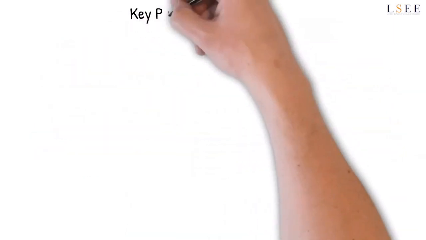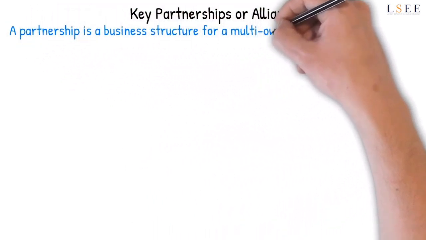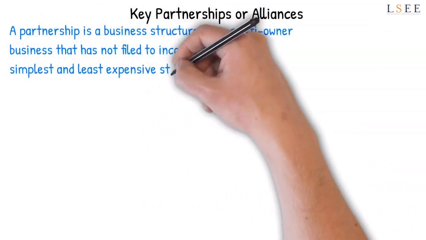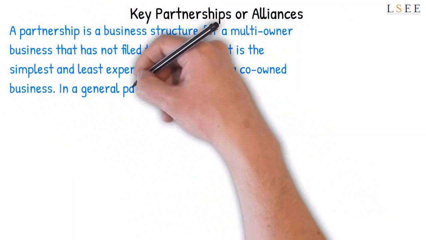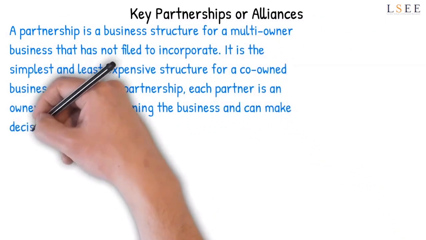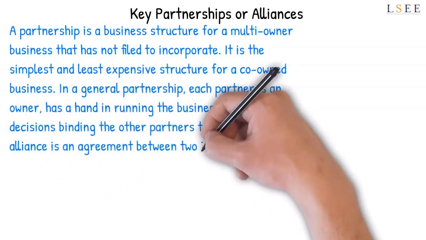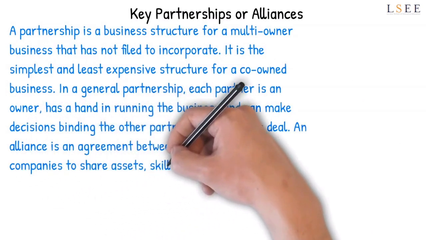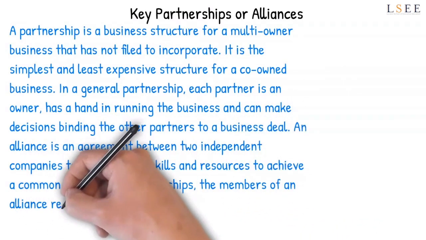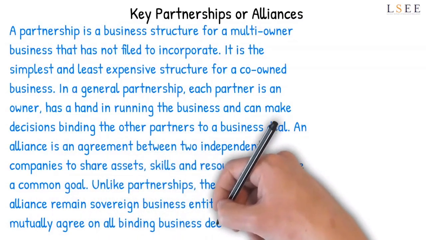Key partnerships or alliances. A partnership is a business structure for a multi-owner business that has not filed to incorporate. It is the simplest and least expensive structure for a co-owned business. In a general partnership, each partner is an owner, has a hand in running the business and can make decisions binding the other partners to a business deal. An alliance is an agreement between two independent companies to share assets, skills, and resources to achieve a common goal. Unlike partnerships, the members of an alliance remain sovereign business entities and they must mutually agree on all binding business decisions.